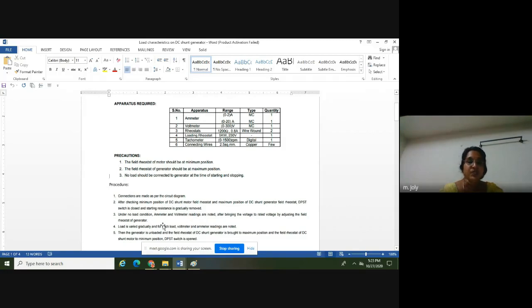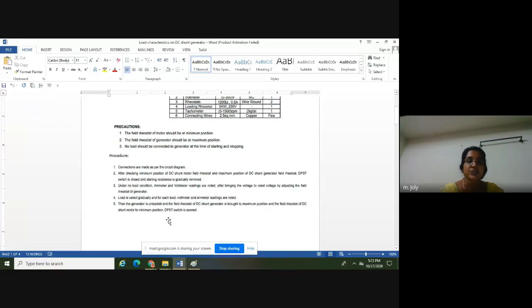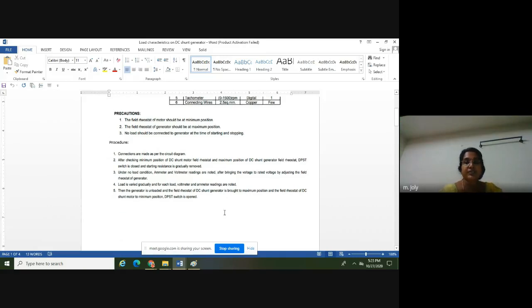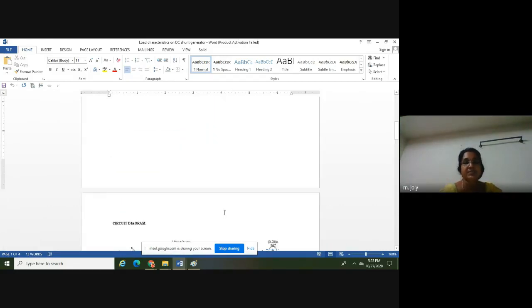Then what we have to do? Load is varied gradually. Then generator last. At last you have to unload it and then switch off. Before switching off, you have to bring the motor and generator rheostat to their respective positions. That is, shunt generator to the maximum resistance and motor field rheostat should be to the minimum resistance position.